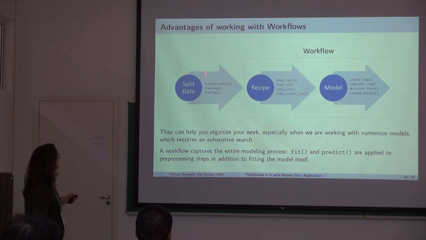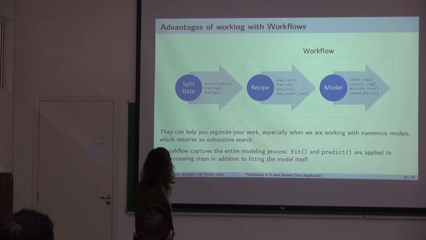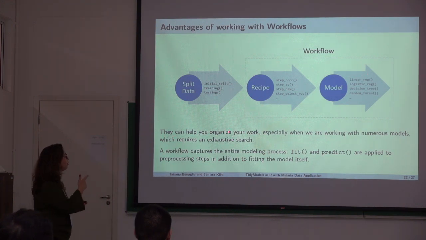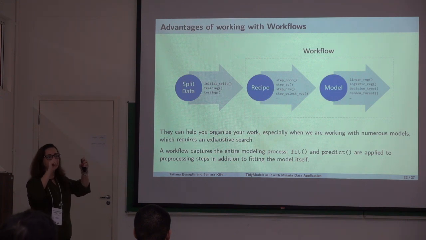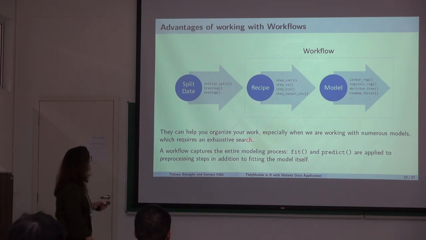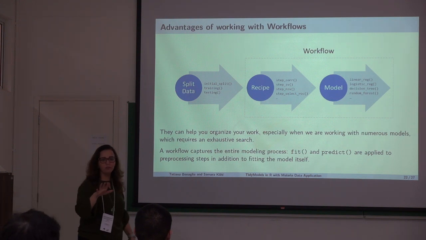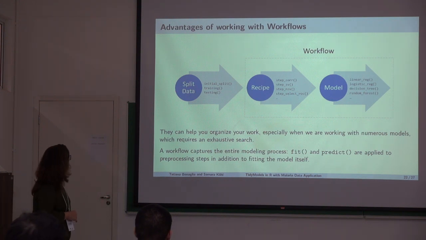So in the workflow, we split our data, then we have our recipe, and then we have our model, like linear regression, logistic regression, and so on. They help you to organize your work, because we're going to see that we can test many combinations of recipes and models all at once. So that's why it's nice to use this. Especially when you are working with numerous models which require an exhaustive search. That comes back to what I said, you cannot be lazy when modeling. Okay?